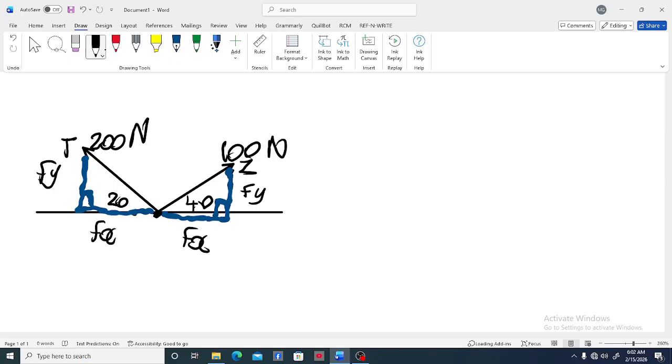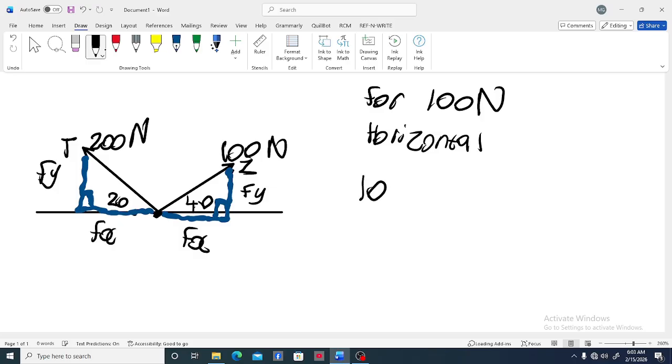Okay, so let's start. Let's say they ask you to calculate the horizontal component of the 100 Newton force and the vertical component of the 100 Newton force. For the 100 Newton force, we're going to start by calculating the horizontal component. How will you get that? You take the force, and then you say cos the angle.